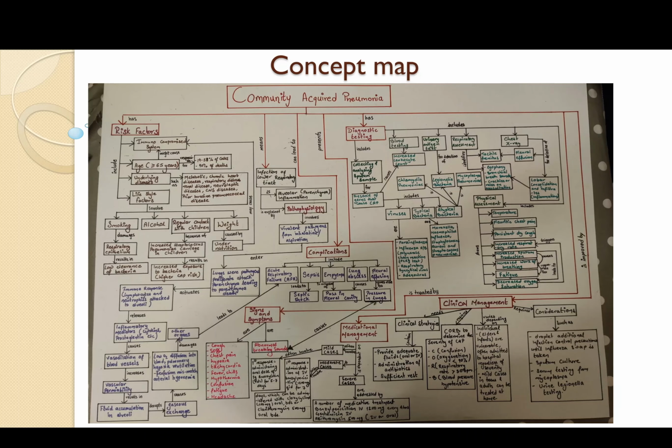Here's a concept map we have come up with for this presentation. And as you can see, the main topic is community-acquired pneumonia. Under this main topic, we have 7 subtopics, and they are risk factors, pathophysiology, complications, signs and symptoms, diagnosis testing, medicational management, and clinical management. We're going to go through each of these in the following slides.